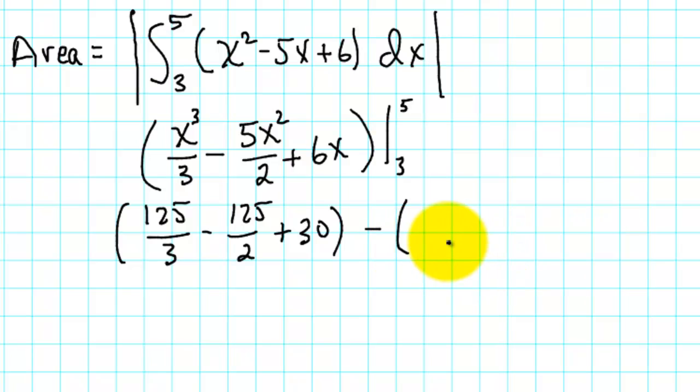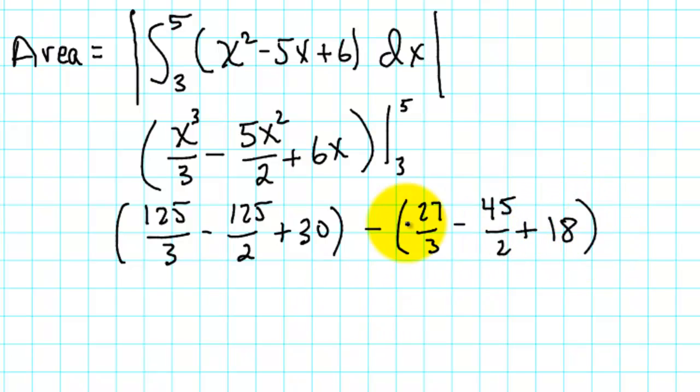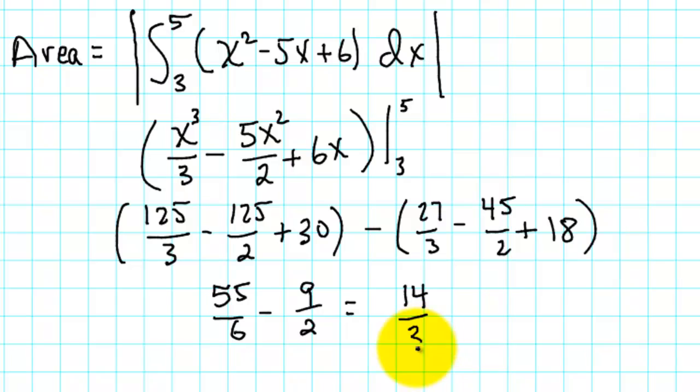Minus, then we want to put this entire quantity in parentheses so that we handle the distribution of the minus sign properly. So 3 cubed is 27. And 5 times 9 is 45. And 6 times 3 is 18. Now if you need to, you could use a calculator. This simplifies here to 55/6. And this simplifies to 9/2. And if we subtract those, we get 14/3. And since that's positive, we have our answer. That's our area in square units.